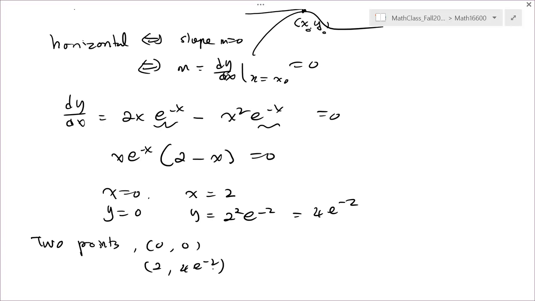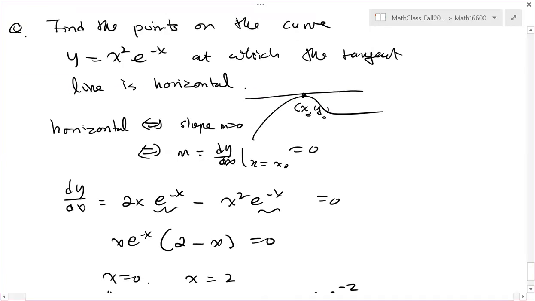So step one, you have to show your idea of why you have to find the derivative. Why? Because the tangent line is horizontal only if the slope is zero, and the slope is given by the derivative of the function.